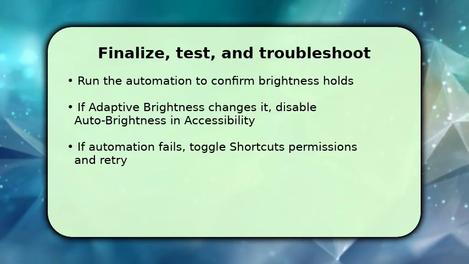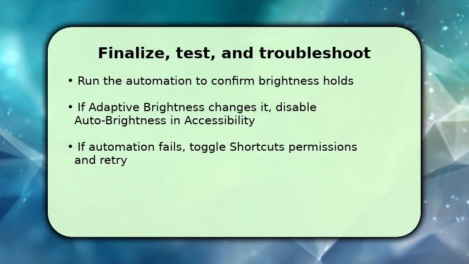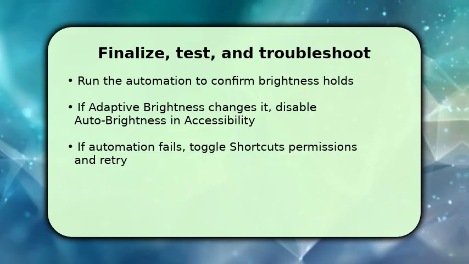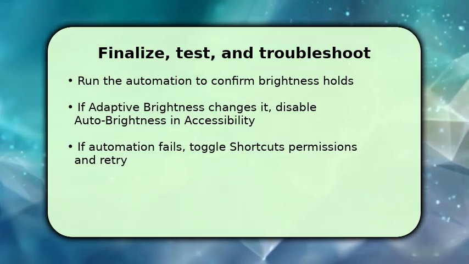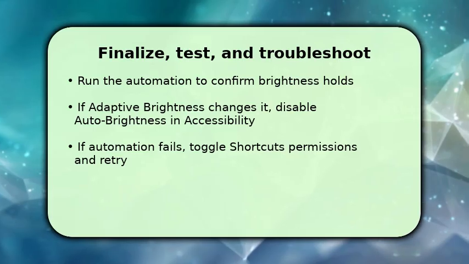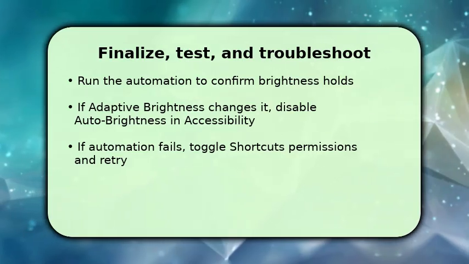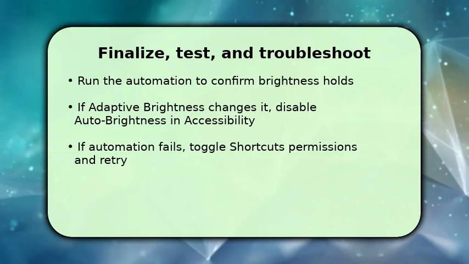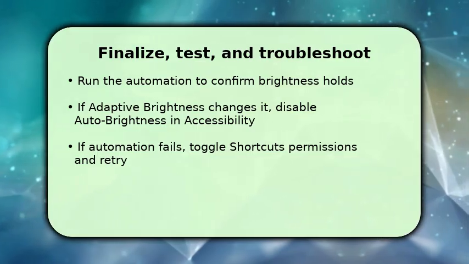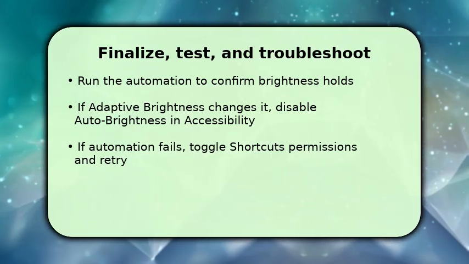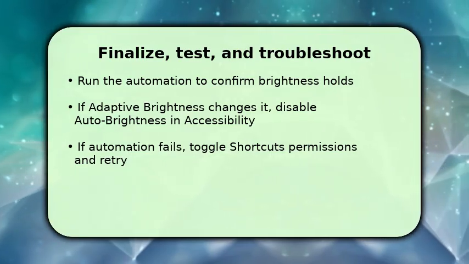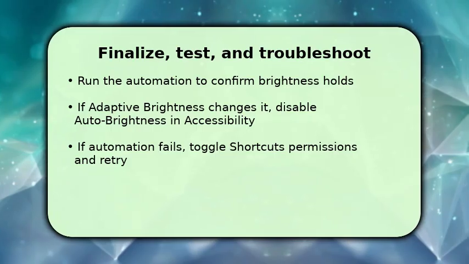If the level still shifts, go back to Settings, then Accessibility, then Display and Text Size, and disable Auto Brightness or True Tone to stop automatic adjustments. If the shortcut doesn't run, check Shortcuts Permissions and that Ask before running is off. Then test again. Finally, make sure low power mode isn't altering brightness unexpectedly. These steps close the loop, so your brightness remains consistently locked.